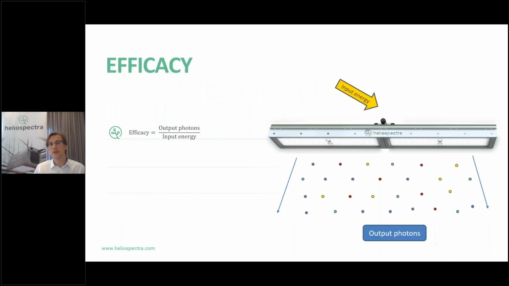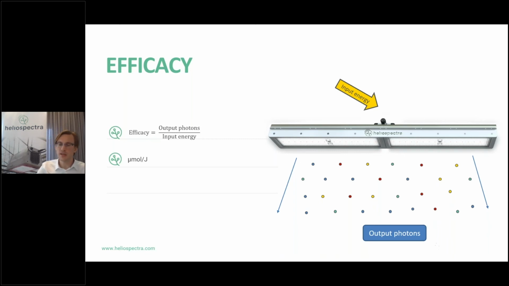Next up, we're going to talk about efficacy, and efficacy is a way of quantifying how energy efficient a fixture or a lamp is at converting input energy, electricity, into output photons. And the efficacy is calculated as how many photons you get out for every input energy. And the unit here is the micromole per joule. So how many micromoles of photons do you get out for every joule that you put in?